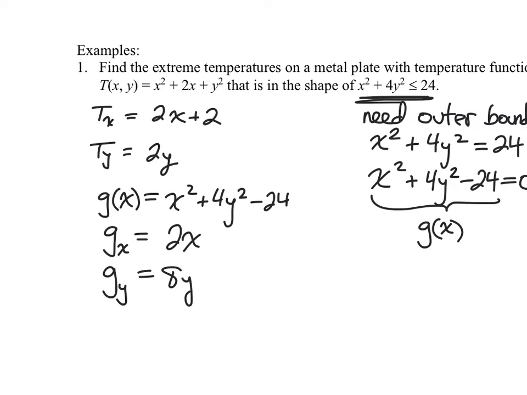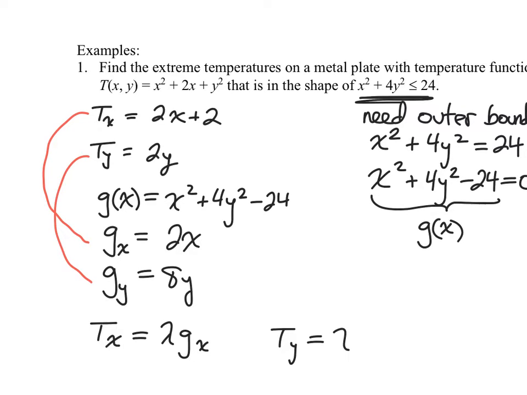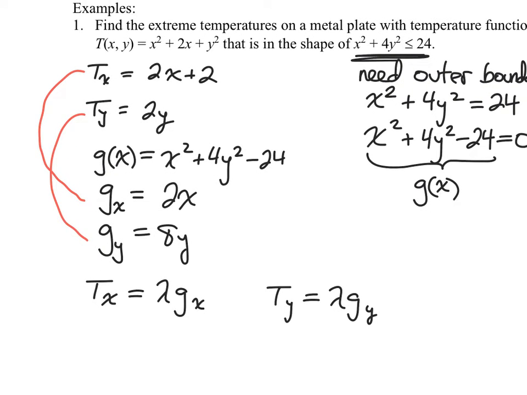Now, these two partials, or sets of partials, should only differ from each other by some constant that we call lambda. All right? So, t sub x should be equal to lambda g sub x. And t sub y should be equal to lambda g sub y. Now, those rules made it look pretty crazy, but if you look at what we're actually setting equal, it's not really that bad.